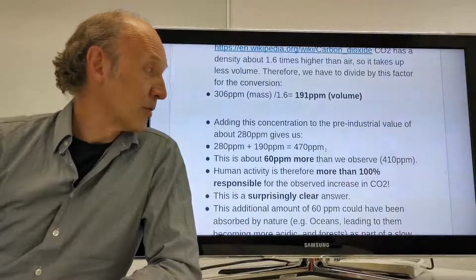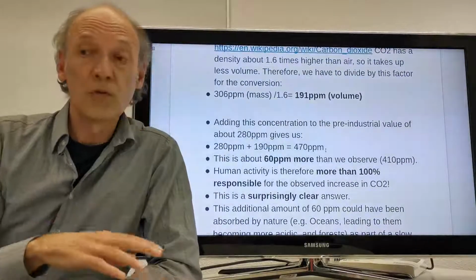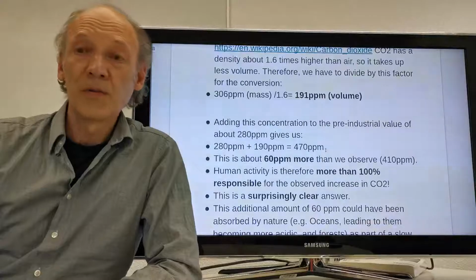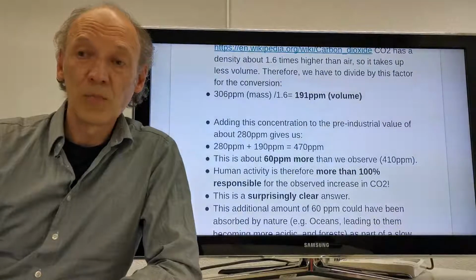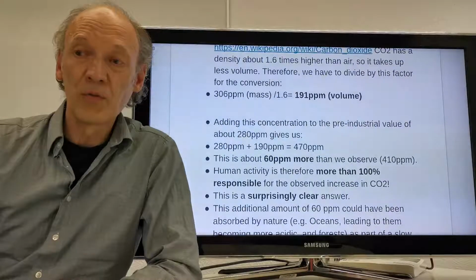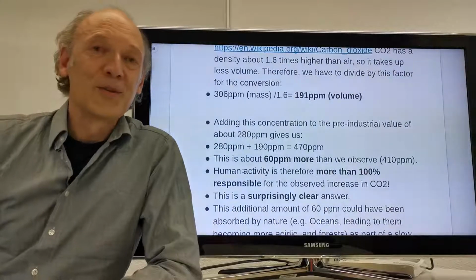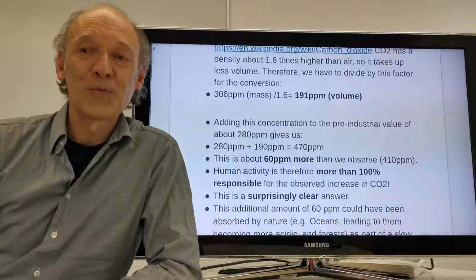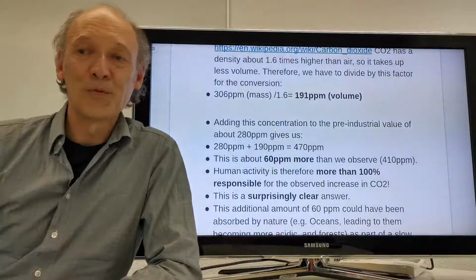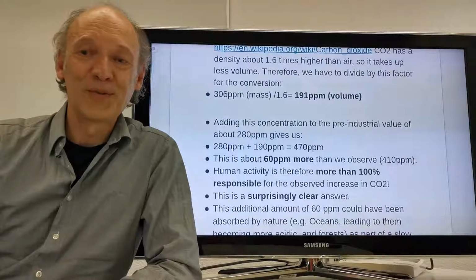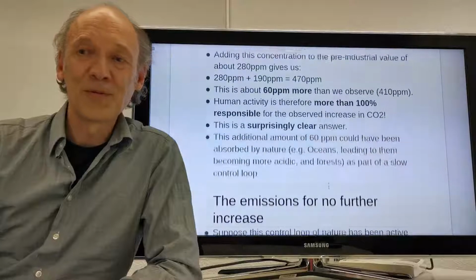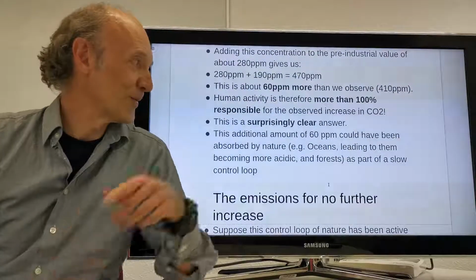So adding this concentration to the pre-industrial level, at the start of industrialization, of 280 ppm, gives us 470 ppm. But now we compare it to the current level of about 410 ppm, we see that this is actually 60 ppm more than what we observe. And that means human activity is therefore more than 100% responsible for the observed increase. So this is a surprisingly clear answer, right?